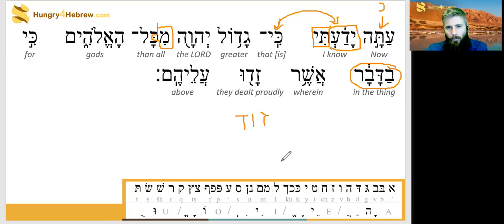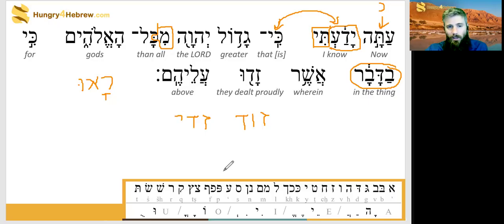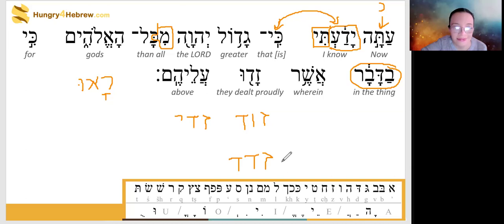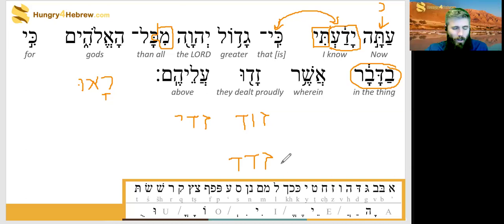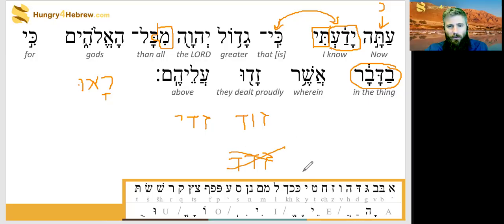What else could it be? Think of words like ra'u. Zayin Dalet Yod. Anything else? Could it be Zayin Dalet Dalet? No. Good. Why not? Because the Dalet would have a Dagesh. Correct. And it does not, so this is ruled out.